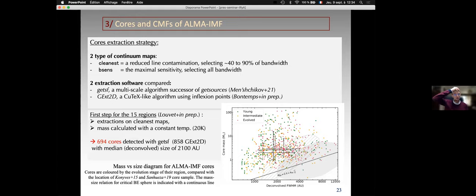The first step to study the 15 regions has been to perform extraction on the cleanest map only and calculate masses with a constant temperature. This will be the third ALMA-IMF paper, in preparation by Fabien Louvet. Over the 15 regions, we end up with about 700 cores detected with getsources. You can see on this mass versus size diagram that again we are probing two orders of magnitude in mass with limited physical scales, between 1,000 and 4,000 AU for the deconvolved size.